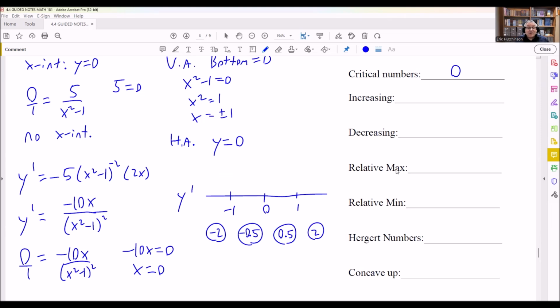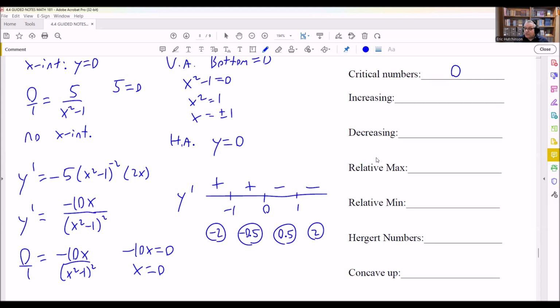Now the bottom is squared, which means that's always going to be positive no matter what. So we can pretty much ignore the bottom here because we know that's always going to be positive, regardless of what number we have inside here. So I'm just going to worry about the top. -2 times -10 is positive. -0.5 times -10, that's also positive. -10 times 0.5, negative. 2 times -10, negative. Okay, so we get plus, plus, minus, minus for our sign configuration there.